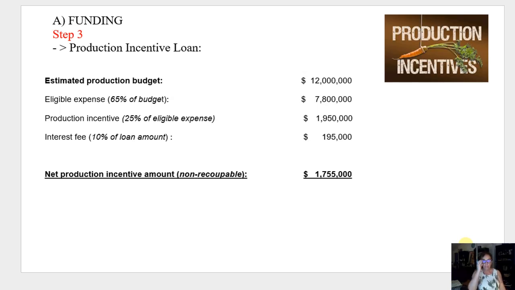We are going to, again, go to an incentive lender. We show him our estimate, and the incentive lender will give us a loan so we can actually use this production incentive in advance to cover our production cost. The interest fee of 10% is going to be deducted and paid to the incentive lender, and that's $195,000, leaving us with $1,755,000 to be used for us to cover our production cost.